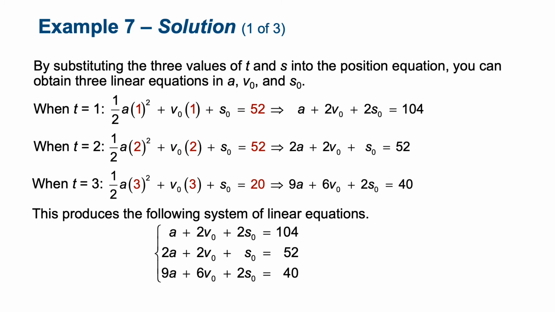And then when t is equal to 3, we get 1/2 a 3 squared plus v naught times 3 plus s naught is equal to 20. And after multiplying by 2, of course, we get 9a plus 6v naught plus 2s naught is equal to 40. Okay, so now you have this system of linear equations, right? So we just basically rewrote this, and there it is. It's nice and square, right? Because there's 3 equations and 3 unknowns.